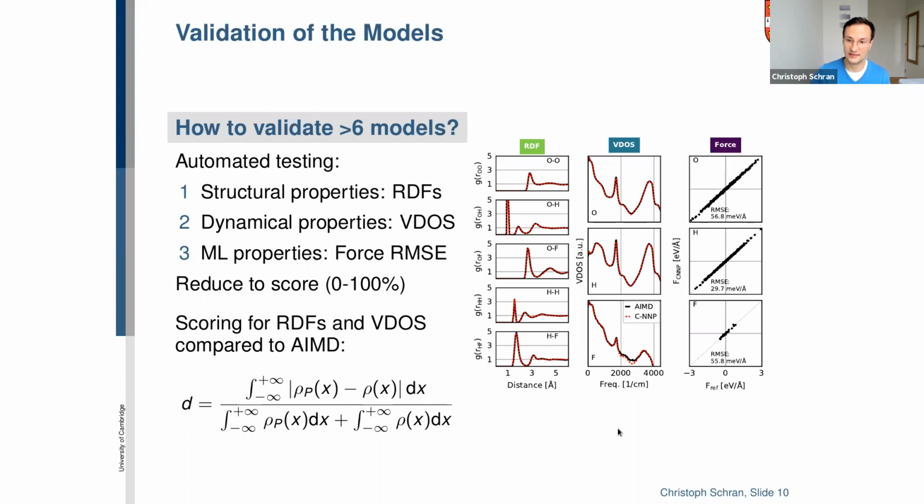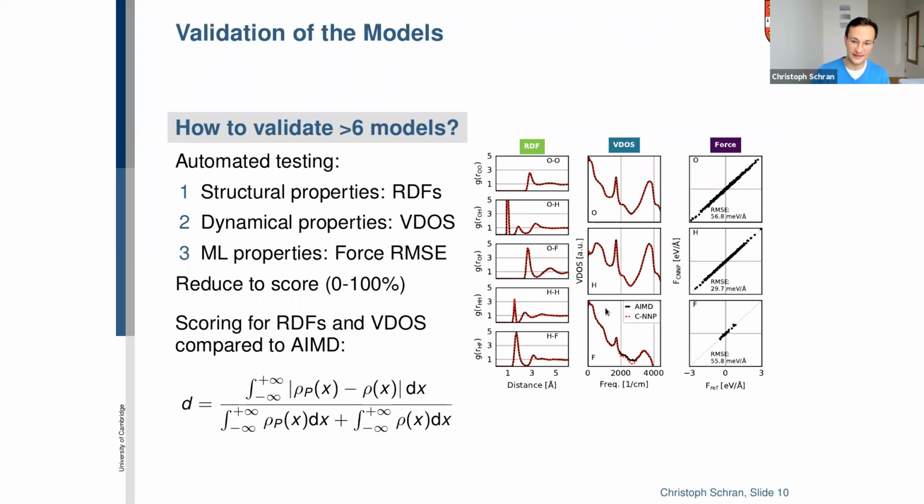And then secondly, we look at the dynamical property, which is the vibrational density of states, again shown here, resolved for all the elements in the system of the fluoride water setup. And we also use that in order to benchmark all our models. And the last thing is looking at the force root mean square error, which gives you an idea of how the most important part for an MD simulation would be represented.